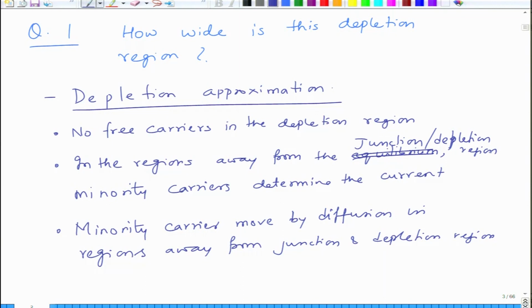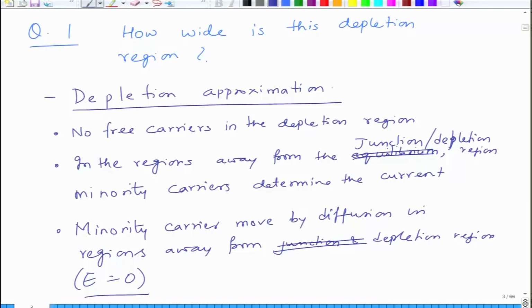Basically the region where electric field is equal to 0, where the bands are flat. So minority carriers move by diffusion in regions away from the depletion region, where E is equal to 0. Since electric field is equal to 0, they can't move by drift, they can only move by diffusion. These regions in the semiconductor are called bulk regions.